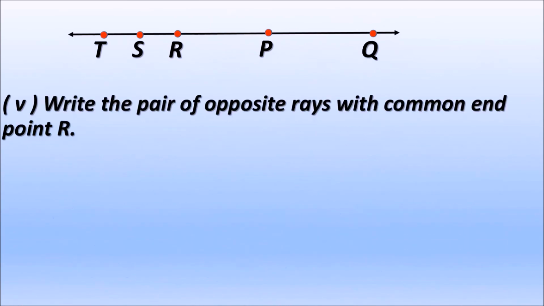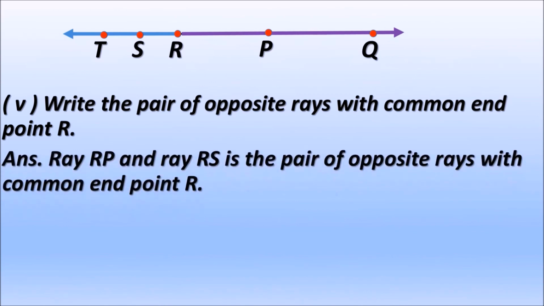Now here we have the next question. Write the pair of opposite rays with common endpoint R. Look at this figure. Ray RQ has the common endpoint R, and ray RT also has point R as an endpoint. So point R is the common endpoint of both the rays, that is ray RP and ray RS is the pair of opposite rays with common endpoint R.